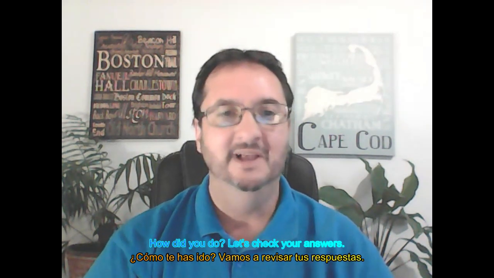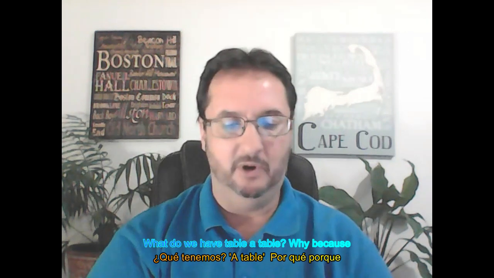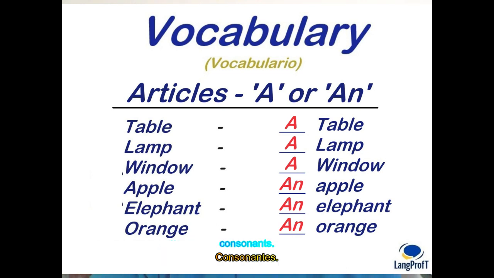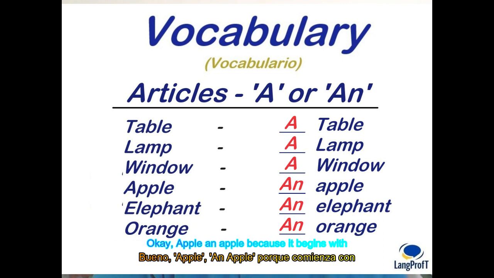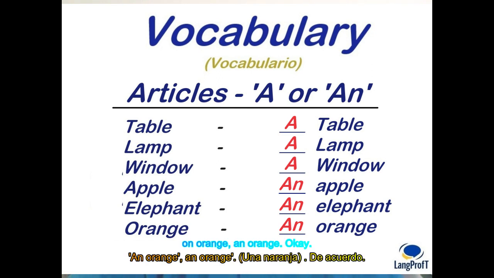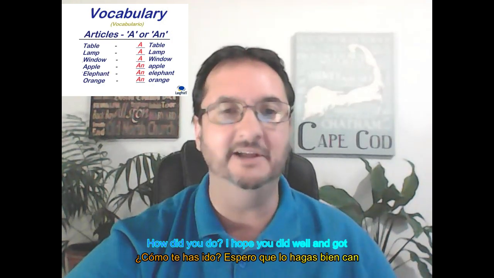Okay, how did you do? Let's check your answers. What do we have? Table, a table. Why? Because table begins with a consonant. A lamp, a window. Because they begin with consonants. Okay, apple, an apple, because it begins with a vowel. An elephant, an orange. Okay, how did you do? I hope you did well and got all your answers correct.